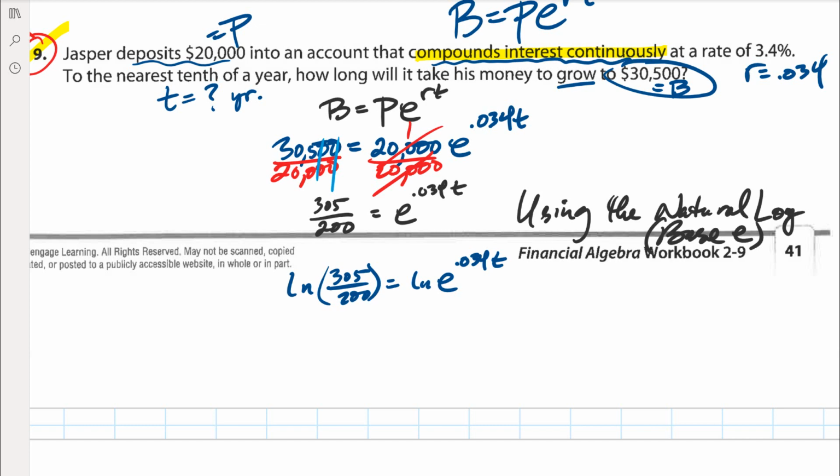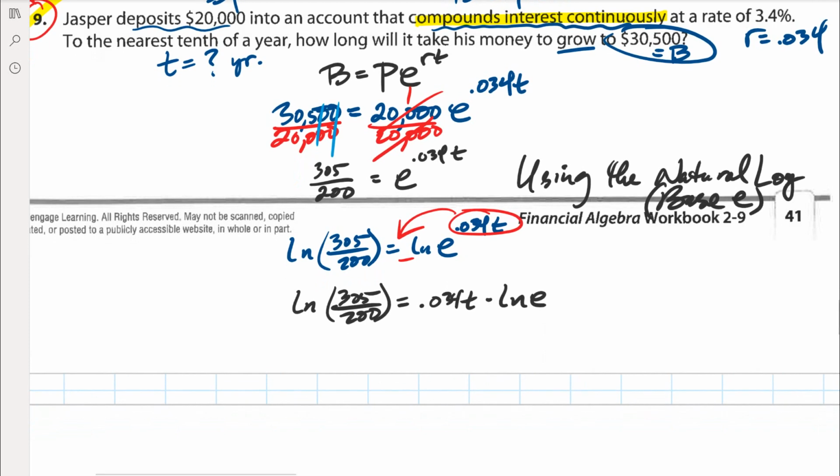At this point, you're going to kick in your exponent rule and shift that to the front of the log. And I get the natural log of 305 divided by 200 is equal to 0.034 t times the natural log of e. Now, at this point, you have to remember something about the natural log of e, and I talked about this in class. The natural log of e is just 1.